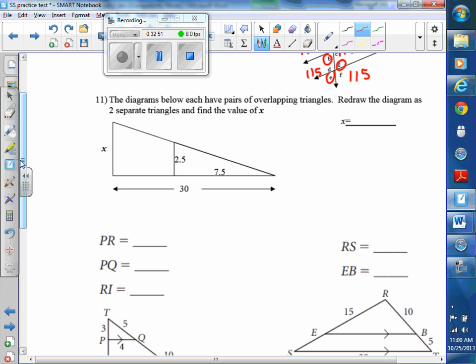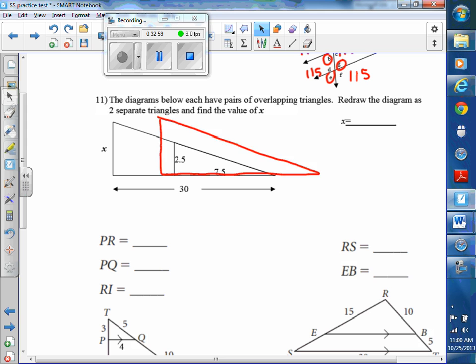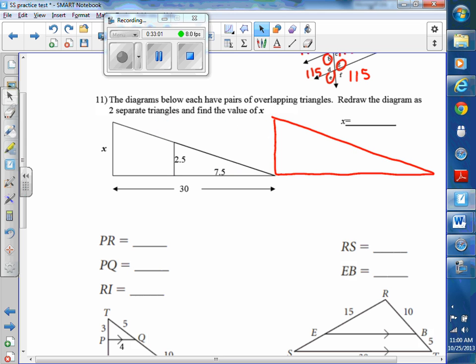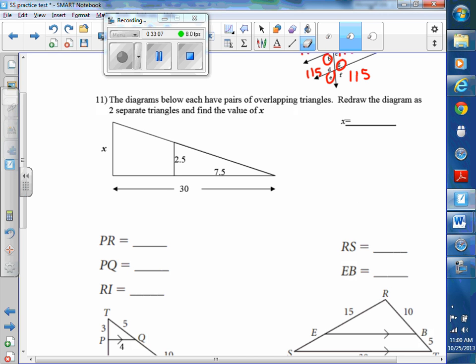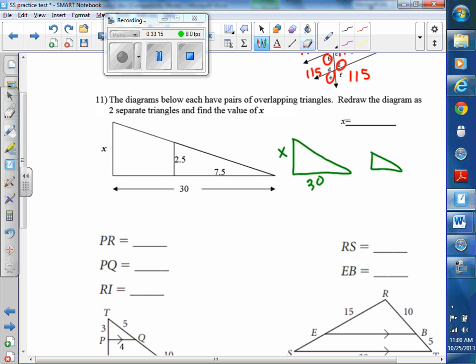On this problem, you're supposed to redraw two different triangles. So you take the big one out. You could do a sketch. I'm trying to get you to visualize that. Your test is going to look like this. You should have a bigger triangle and a smaller triangle where this is 30 and that's X, and this is 7.5 and that's 2.5.